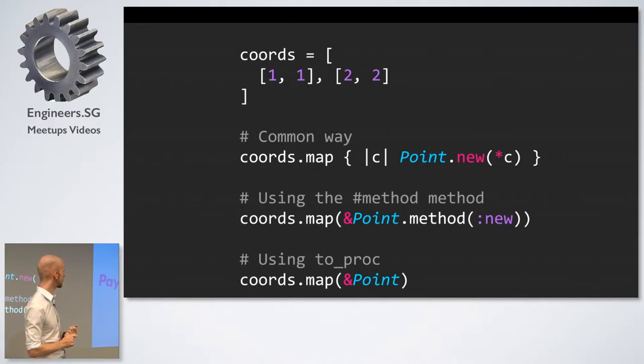So I listed 3 ways. The first way is probably the way that most people are familiar with and use. The second way uses the method method to get the method new from Point. And that will also work because Method implements to_proc. And the last one is our example where we actually define to_proc ourselves. So it's slightly shorter, but if you want to do some convention like this, it's important to remember that most people will probably not know what's going on. And if you don't know that to_proc is called implicitly, then it gets even hairier. But it is possible.